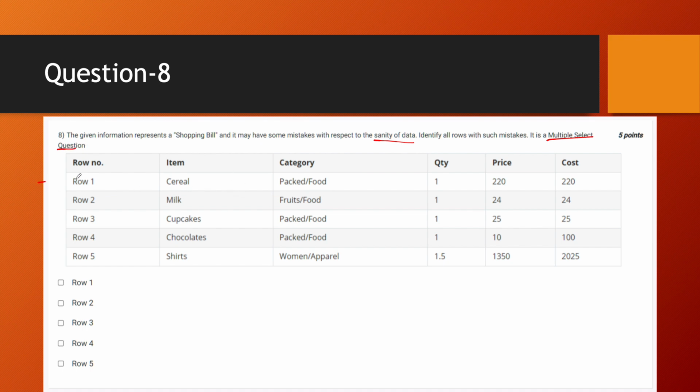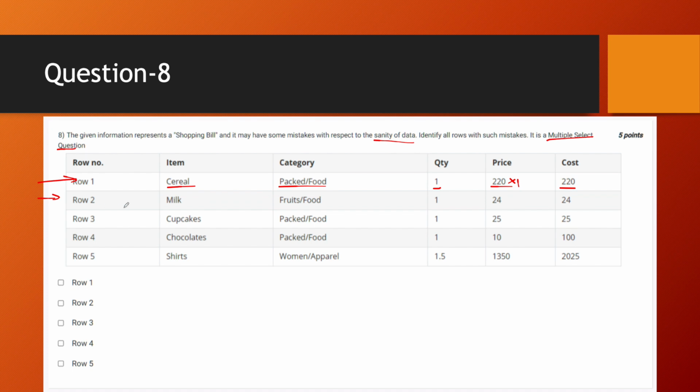So let's go row by row. Row 1 is a cereal, which comes under packed food, whose quantity is 1. The price and cost both match, because you only have one item taken, which means that you have to multiply the price by 1 and you get the total cost. So this row has no errors in it, in fact.